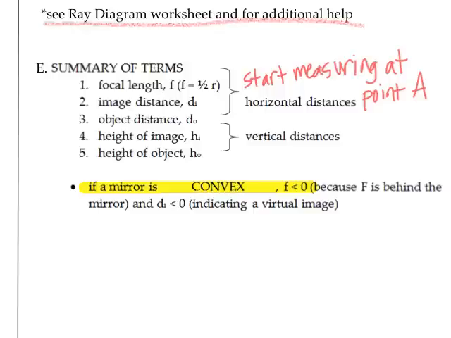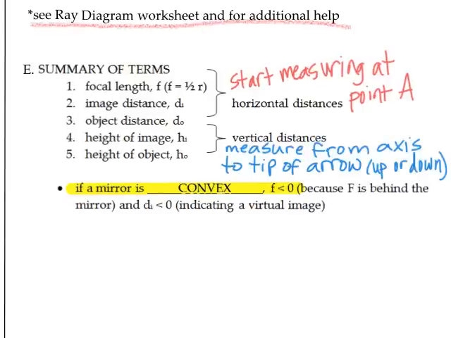Now the next two, the heights, are vertical distances, and these are measured from the axis, either up or down, to the tip of the arrow. So you can make note of that if you think that will be helpful. And then I highlighted this last part right here. If a mirror is convex, the focal length is going to be a negative number. It's less than 0 because the focal point is behind or on the other side of the mirror. Also, the image distance should be negative as well, and this will indicate a virtual image.